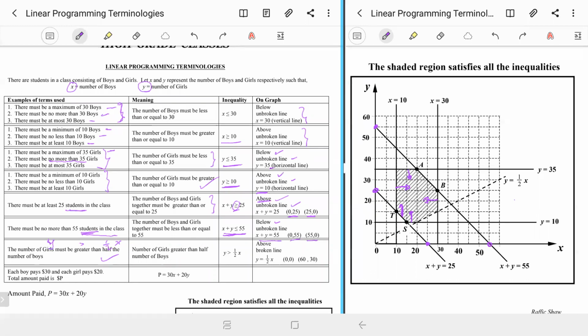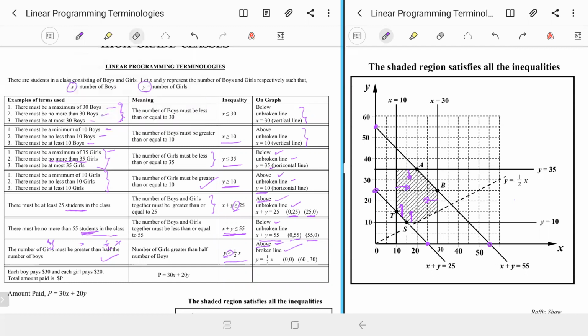So sometimes they actually give you the inequality so you can write it straight. The number of girls, which is y, must be greater than half the number of boys. Now notice with this one, the equal is not there. So the line is drawn broken. We're using the above because of the greater than sign, and the y here is positive. So greater than means above.